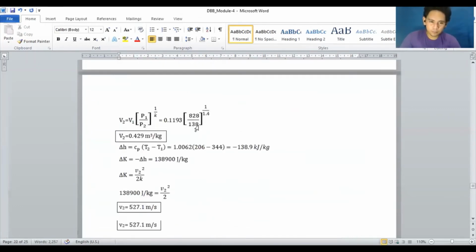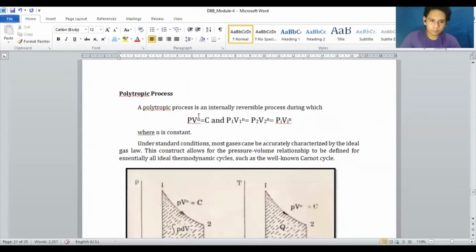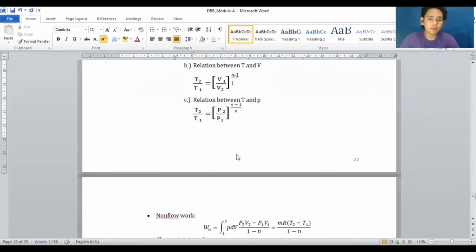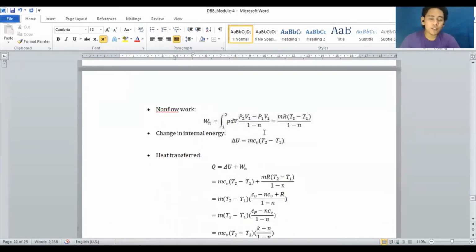Your relation between T and V, TVK, or TPN, it's the same. It's TVK and your TPK also. Just replace the K with N, and that's it. That's also just the same formula.